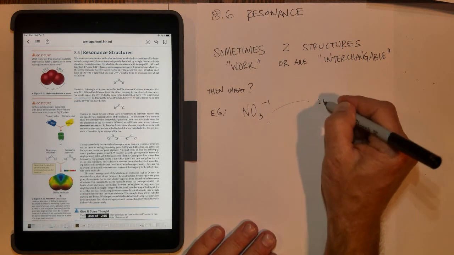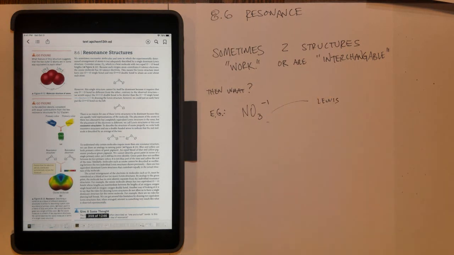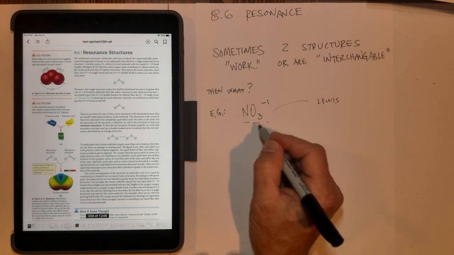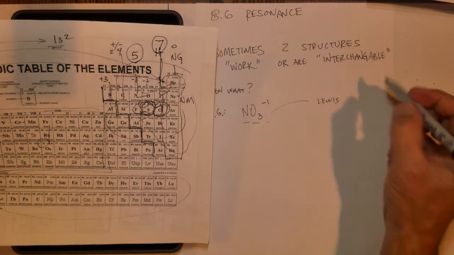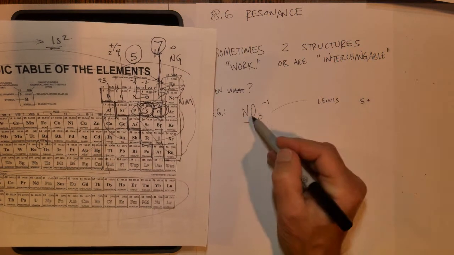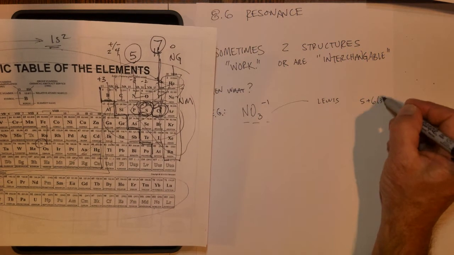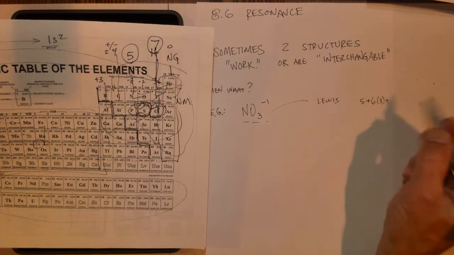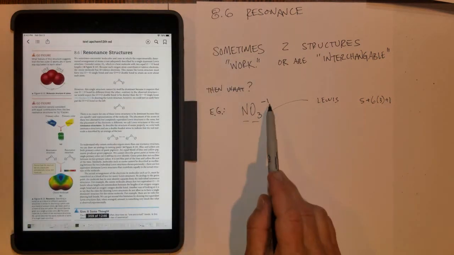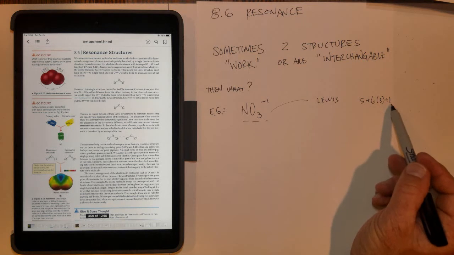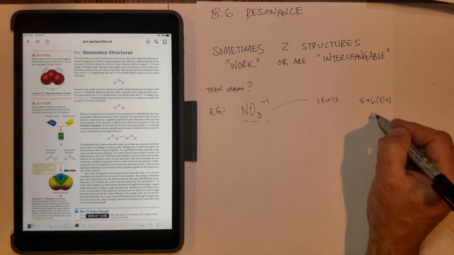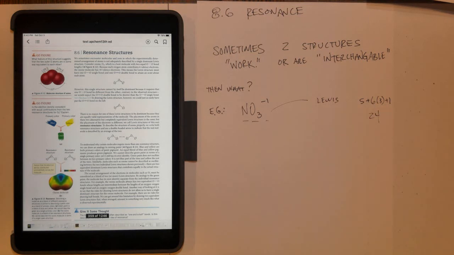Let's draw the Lewis electron dot structure for this, and I'll do it using all the steps just as a good review. First, sum the valence electrons. So nitrogen on the periodic table is 5 valence electrons, plus oxygen, which is 6 times 3, plus I have to add one more because there's one in the upper right-hand corner here, meaning there's one more electron. So 18 plus 1 is 19, plus 5 is 24. So I have 24 valence electrons to work on.